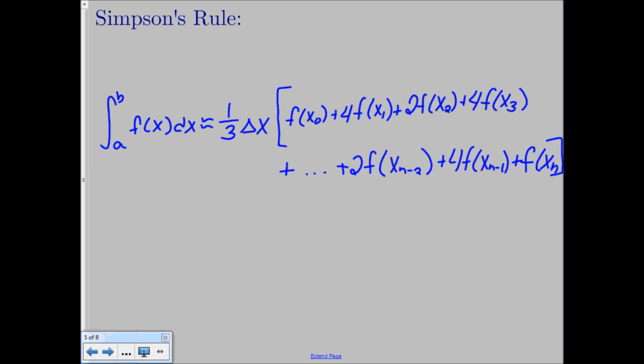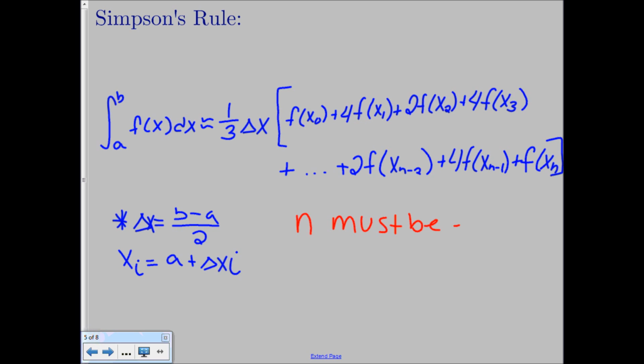Some important things to note here is that delta x, again, is always, whoops, forgot the x, b minus a over n. To find our xi, we're again just going to do a plus delta x times i. And what's really important for Simpson's rule is that n has to be even. So this is really important. You can only do n for like 2, 4, 6, 8, 10, 12, and so on for Simpson's rule.